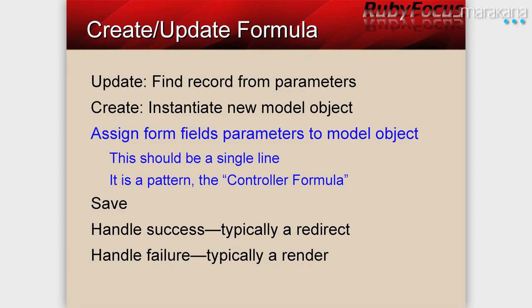Then we want to assign the form field parameters to that object. Rails is super helpful at this. It should be a single assignment, regardless of how complicated the form and how complicated the models. One assignment. If you're not using a single assignment, you're not refactoring properly. Single line. This is the controller formula.